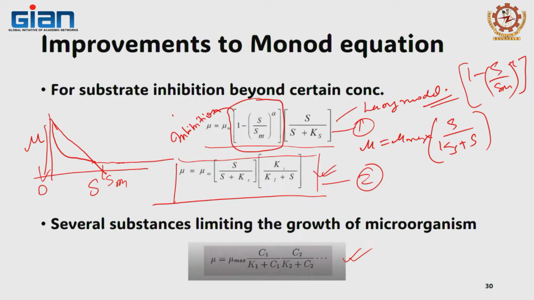Now, if you are looking at product inhibition, so I have substrate inhibition. Sometimes if you have growth of product, product might also inhibit the cell growth, right? Can you give me an example of that? Ethanol, sir. If you have more ethanol generated, it will inhibit the cell growth eventually, right?